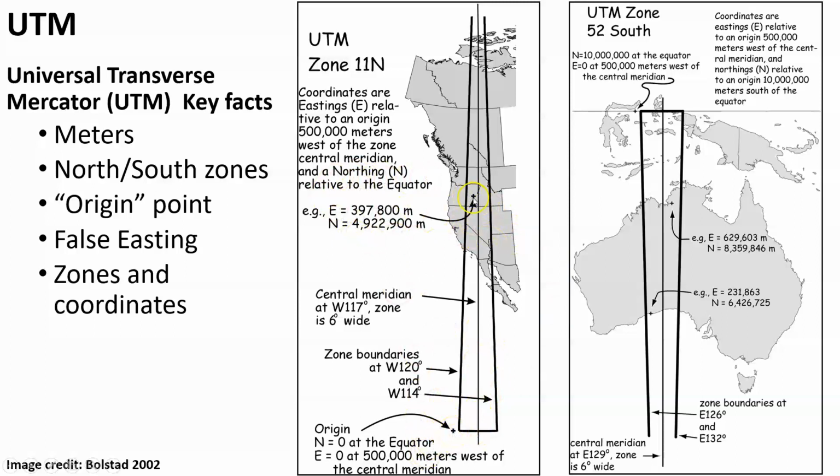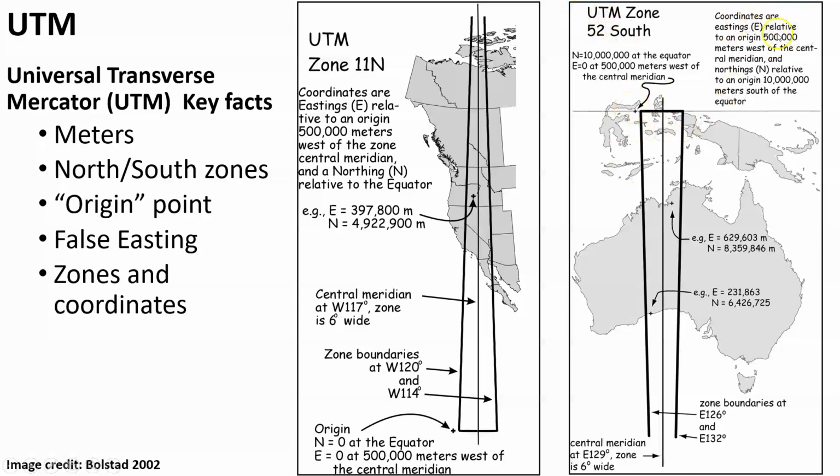So this coordinate, for example, here in Colorado would be easting is 397,800 meters. Its northing is 4,922,900 meters. UTM zones south work slightly different.